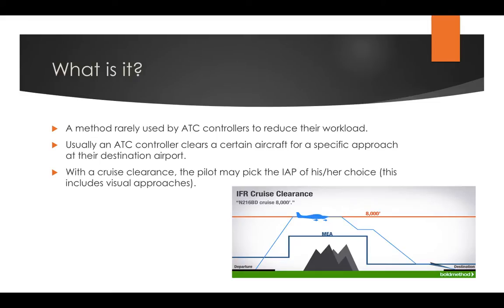So what it is, in all practical sense, is a method that's used by air traffic controllers to reduce their workload. It is a clearance that allows an aircraft to operate from the minimum safe IFR en route altitude up to the altitude that they specify in their clearance. You can kind of see in this small graphic here.